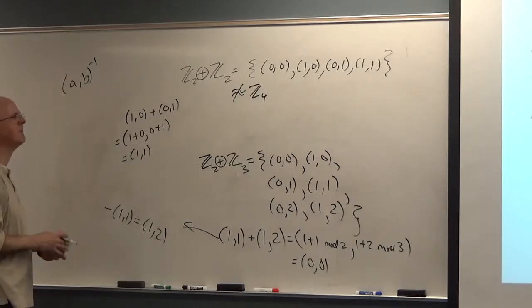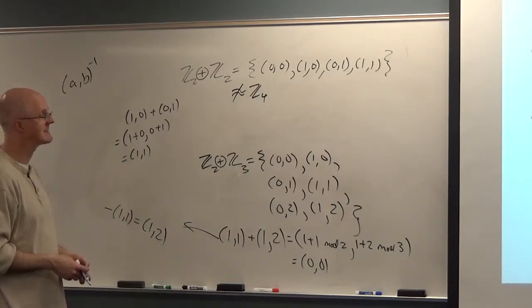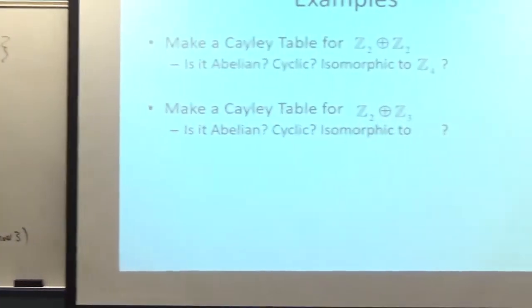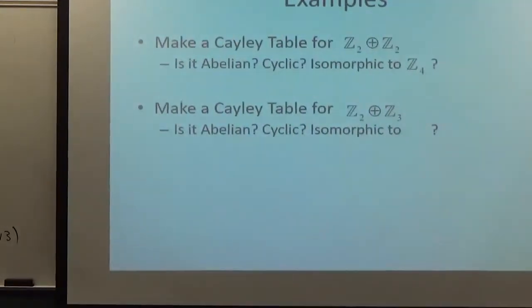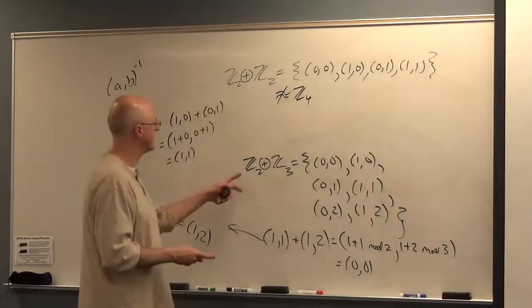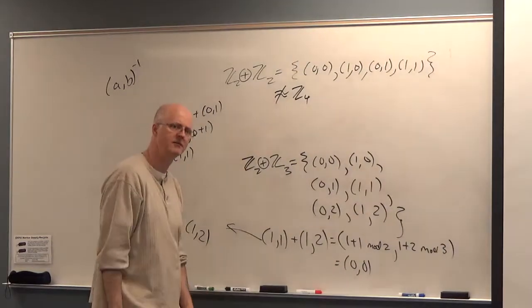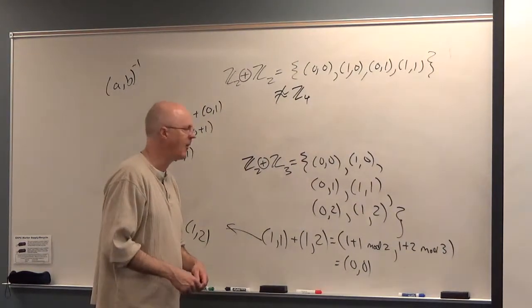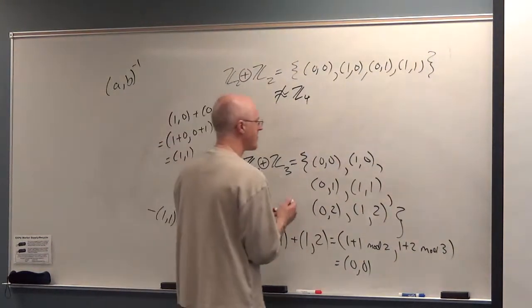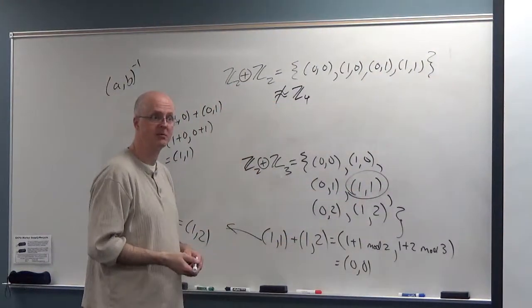Is this cyclic? Well, it is abelian. Both of these groups are abelian. Is this one cyclic? It would be cyclic if I could find a generator. Now I know 1 is a generator of Z2 and 1 is also a generator of Z3 under the appropriate operations. I wonder if (1, 1) might possibly be a generator of this thing, which would imply it would be cyclic.